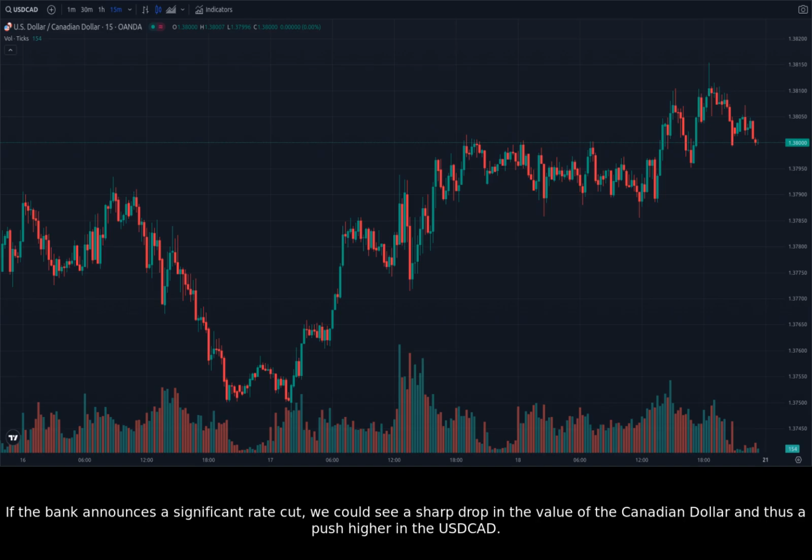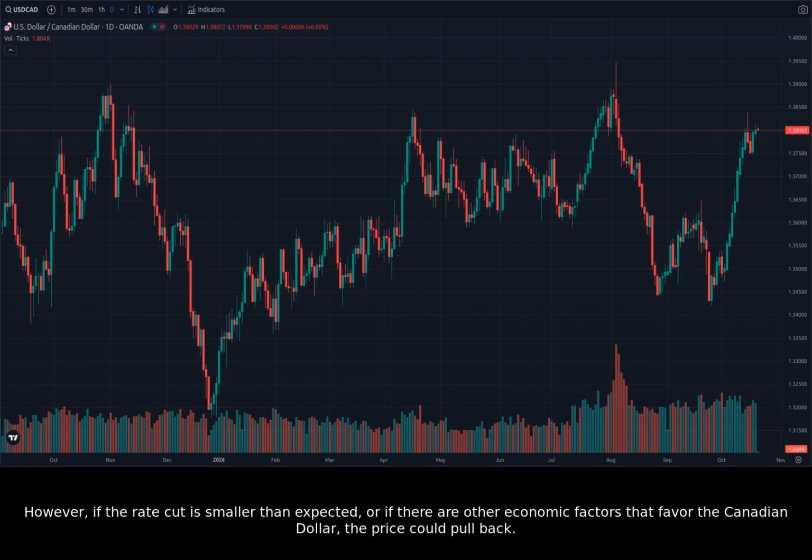If the bank announces a significant rate cut, we could see a sharp drop in the value of the Canadian dollar and thus a push higher in the USDCAD. However, if the rate cut is smaller than expected, or if there are other economic factors that favor the Canadian dollar, the price could pull back.